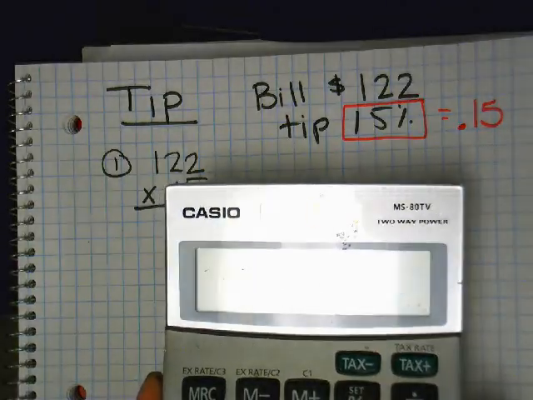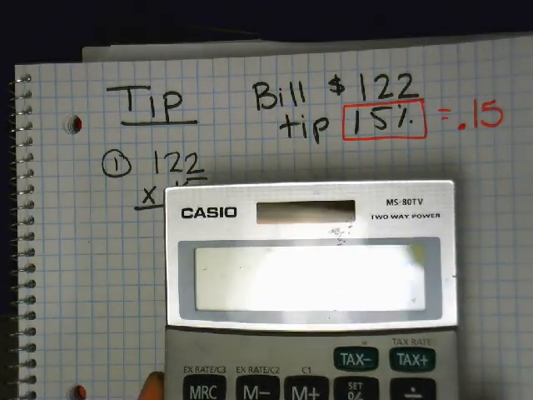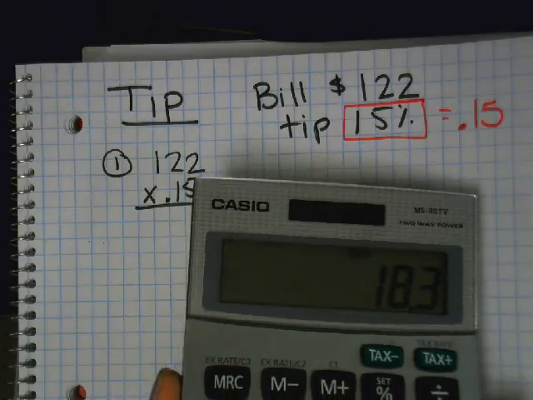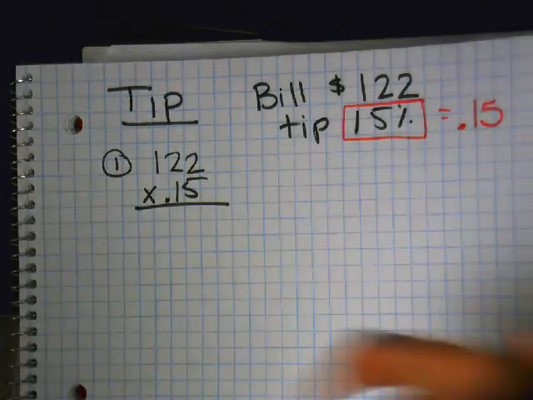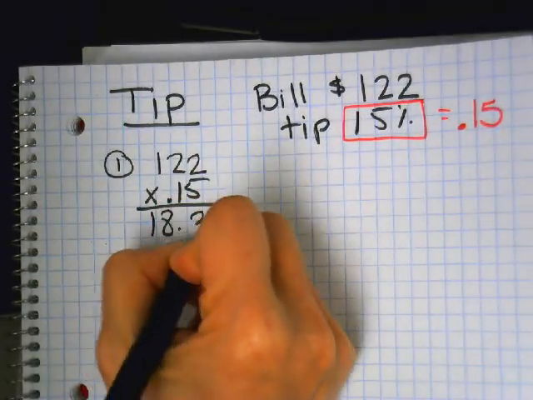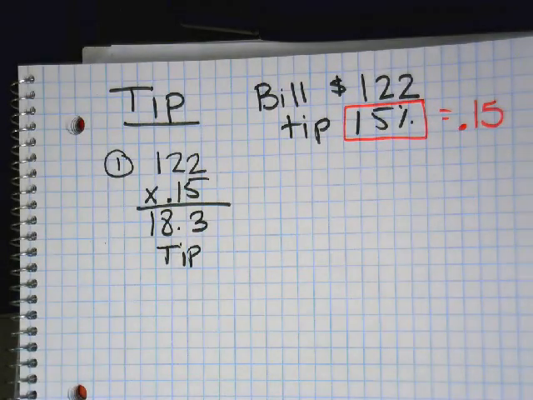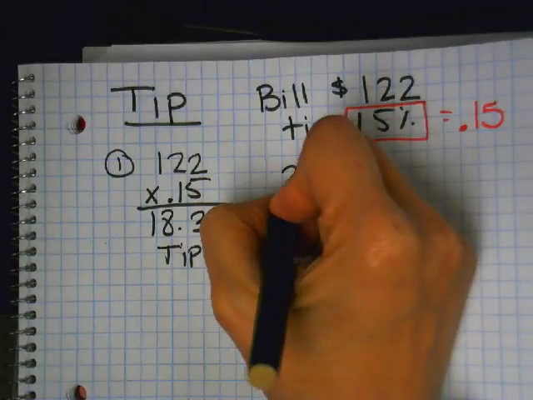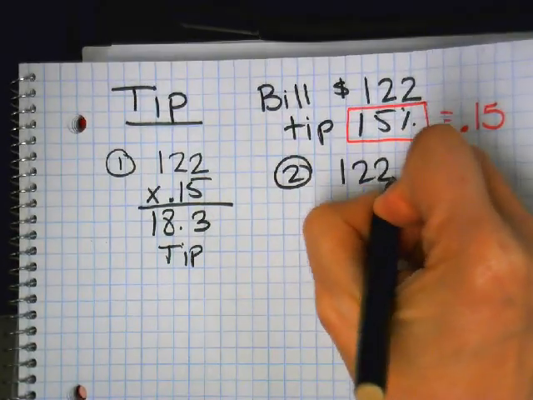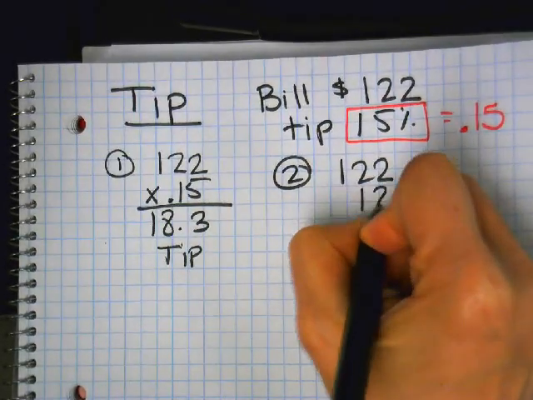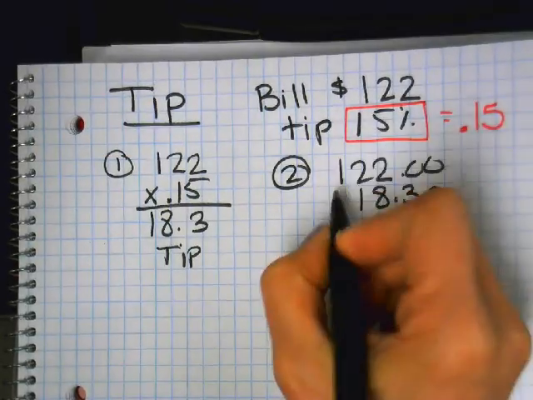122 times 0.15 is equal to $18.30. So $18.30. That's just my tip. That's how much tip I'm going to leave them. Just the tip. Now number 2 is $122 plus the amount of tip I'm going to leave.